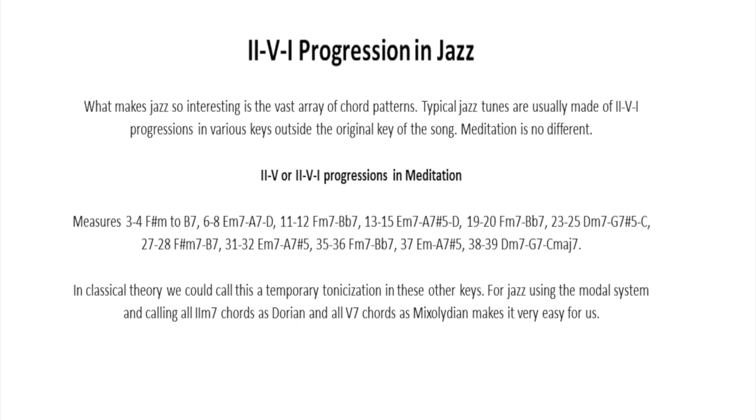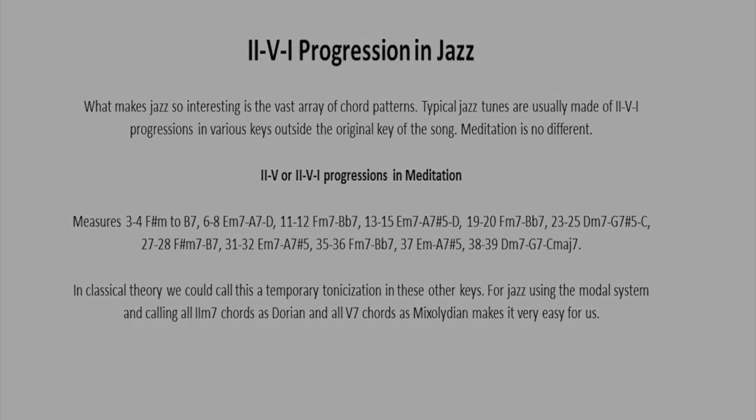For jazz, using a modal system and calling all 2 minor 7 chords Dorian and 5-7 chords Mixolydian makes it a whole lot easier. The key here is to remember that this technique is literally the tip of the iceberg, but it will give you a good start at improvising.